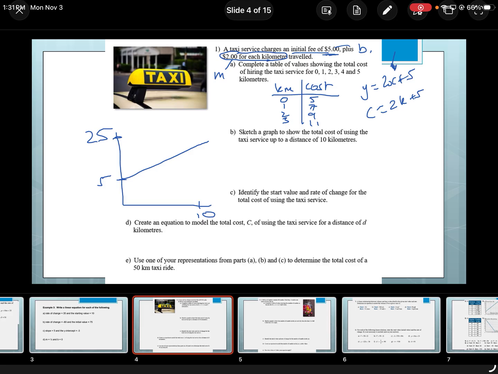Create an equation. Again, this one has the letter C. So some teachers will say the C has to be 2D plus 5. But I don't know a teacher that wouldn't give you the mark for y equals 2x plus 5 as well, because they mean the same thing.